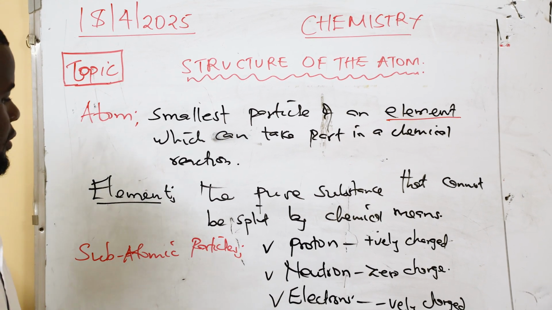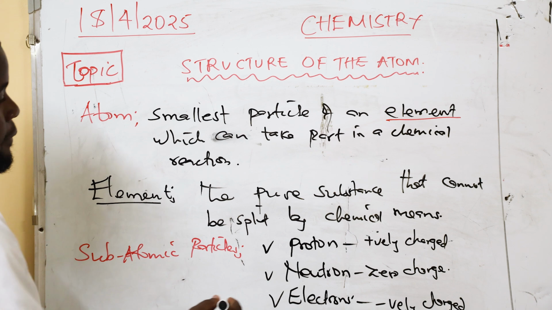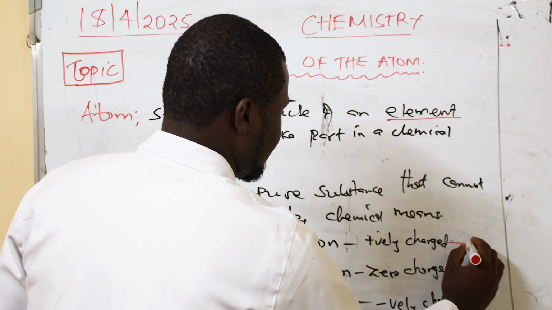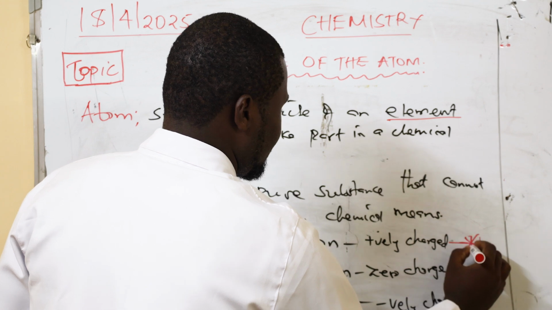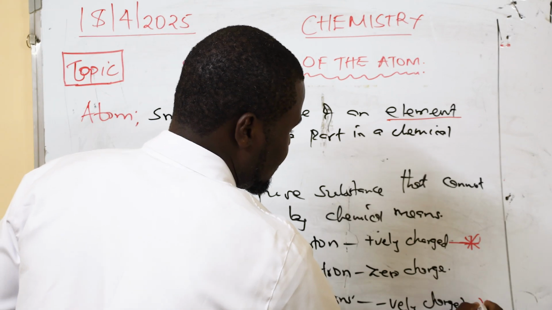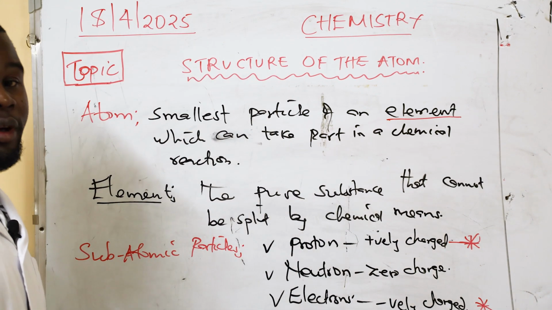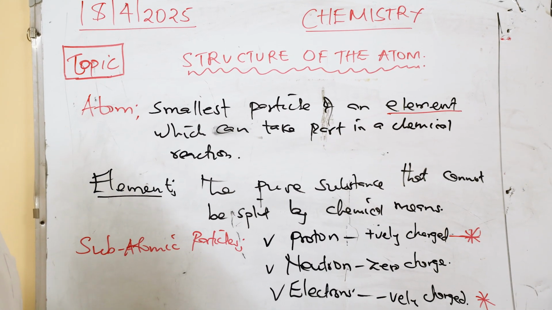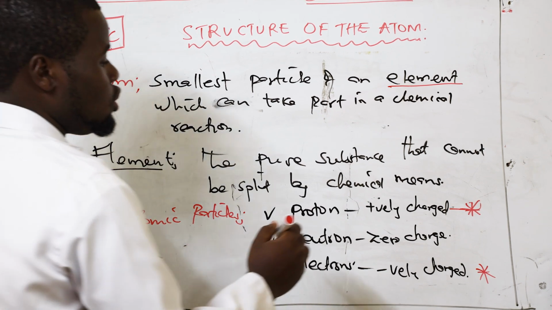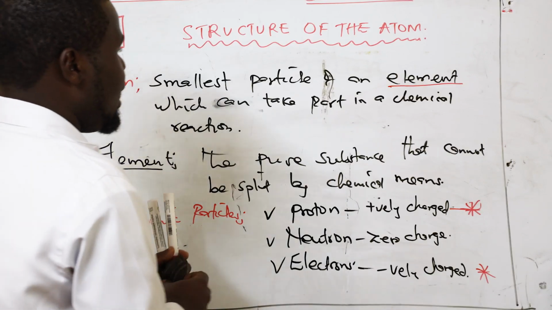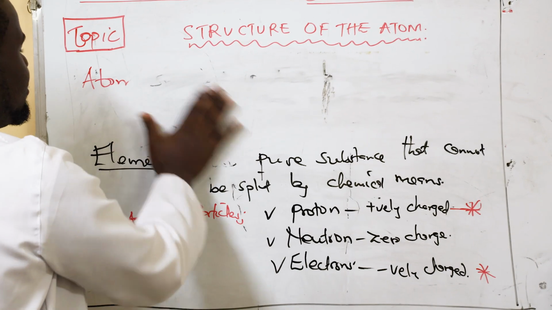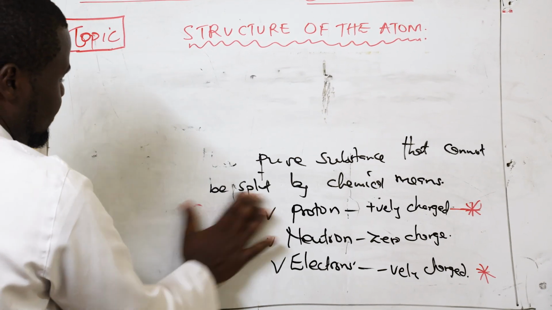Now, the number of protons and the number of electrons are always equal. This means that they contribute to what we call, let me rub this and explain it further.